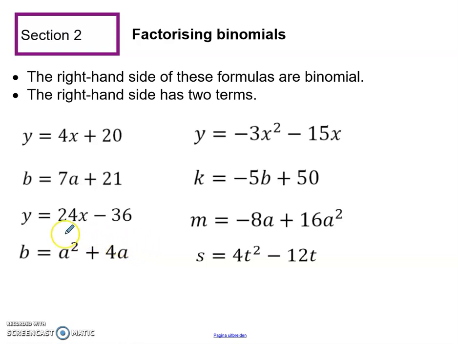For example, let me take this formula. I can change it a bit. Just for an example, this is no longer a binomial. This is what we call a trinomial. Then the formula has three terms on the right hand side. So let me erase this, and now we only have binomials. In this section, we're going to take a look at how to factorize a binomial.